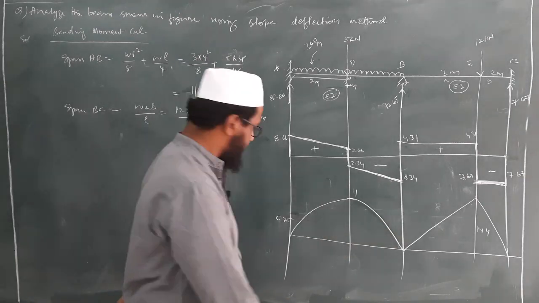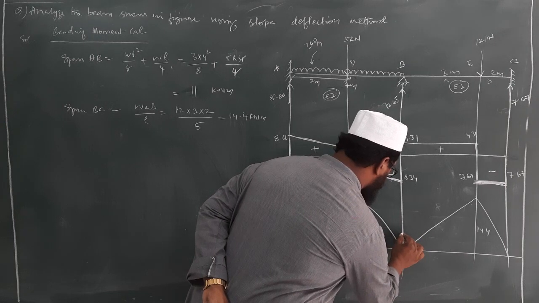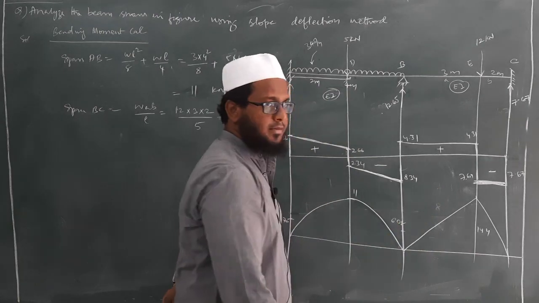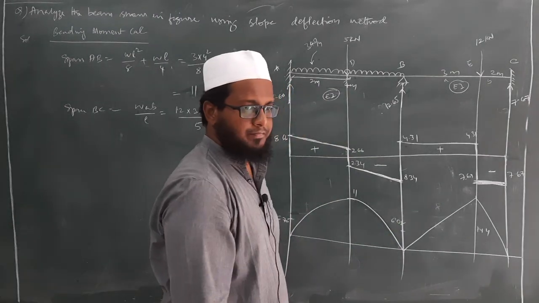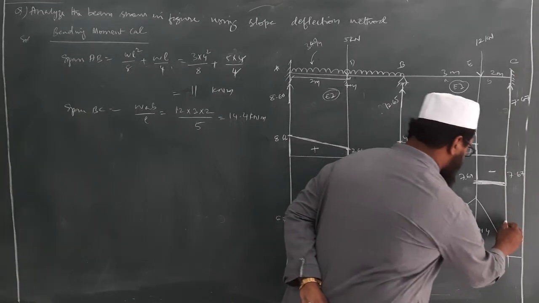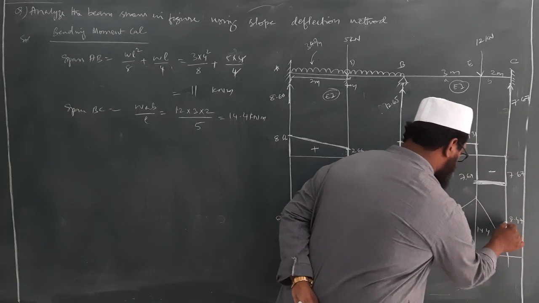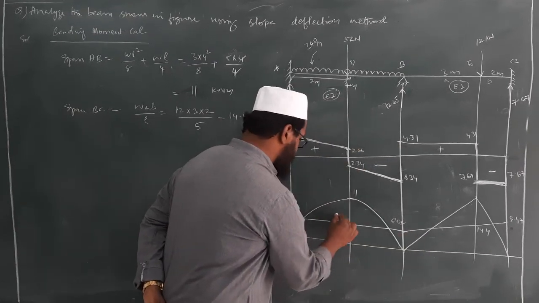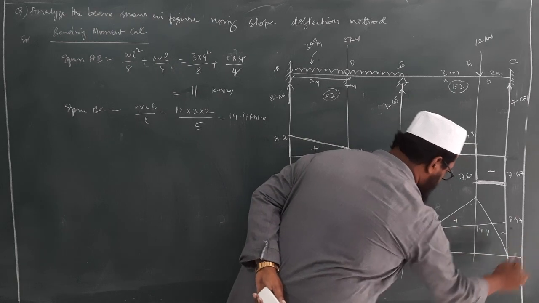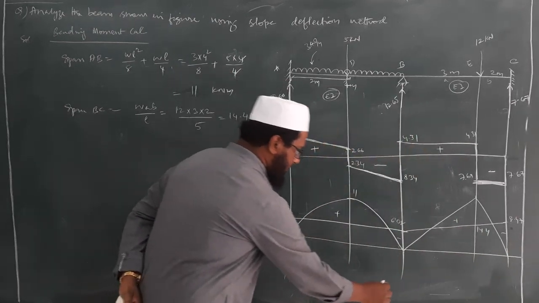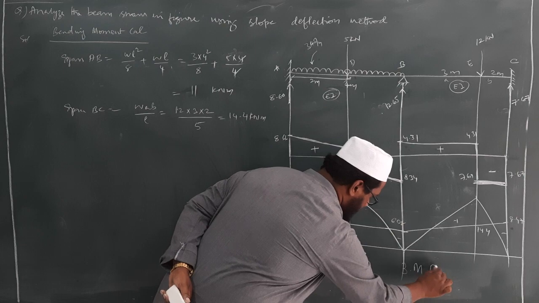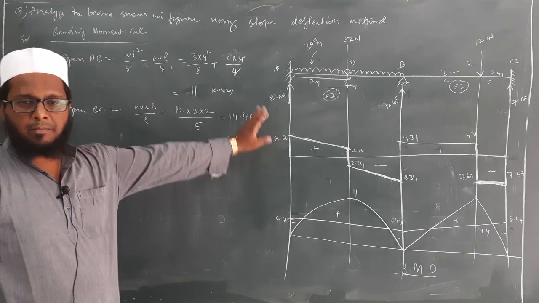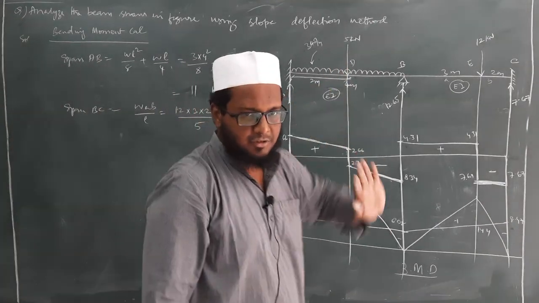Next, what about this one? 6.08 or 6.09? Somewhere here. What about MCB? 8.47. So join like this. Minus, plus, minus, plus, minus. So this is our bending moment diagram. Alright, understood.